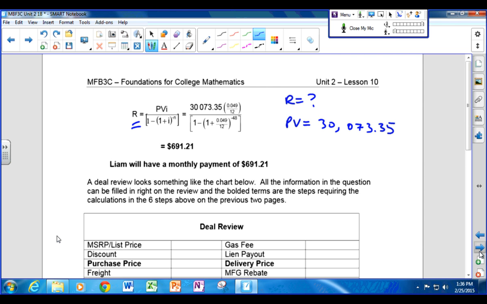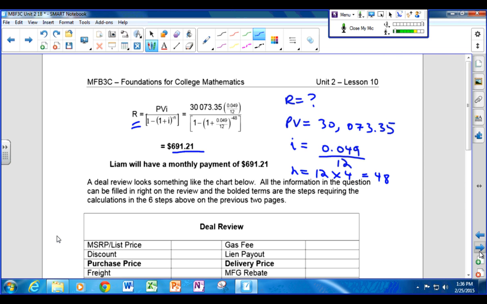Okay. And our interest rate, now remember it's 4.9%, so 0.049, and it's compounded monthly, so it's going to be divided by 12. And our N, there's 12 per year times 4 years. I guess it was actually given in the question. So there's 48 compounding periods. Okay, so you crank all that through your calculator, and you end up with $691.21 per month.